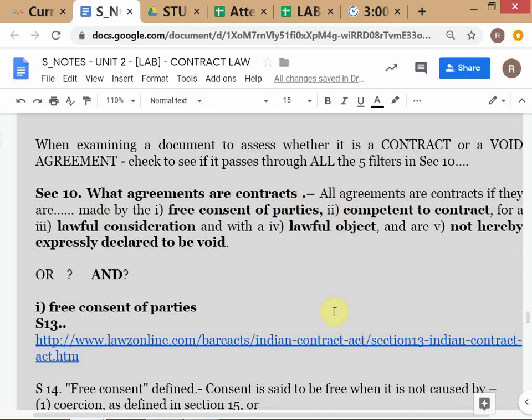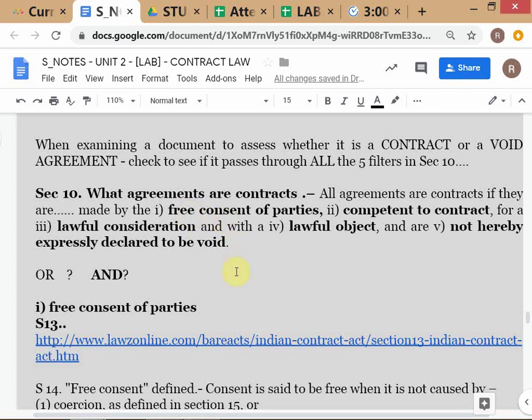But the point to understand is the attitude of the lawyer. If the lawyer is trying to defend against enforcement of an agreement, if somebody is trying to enforce an agreement against you and you don't want to perform it, the strategy you should have is to try and show that the agreement fails to pass any one of the filters of section 10. If you can show that it fails any of the filters, then you can show that this agreement is not a contract, and then it is not enforceable. Are you following the strategy, the logic? This is how it's going to work.